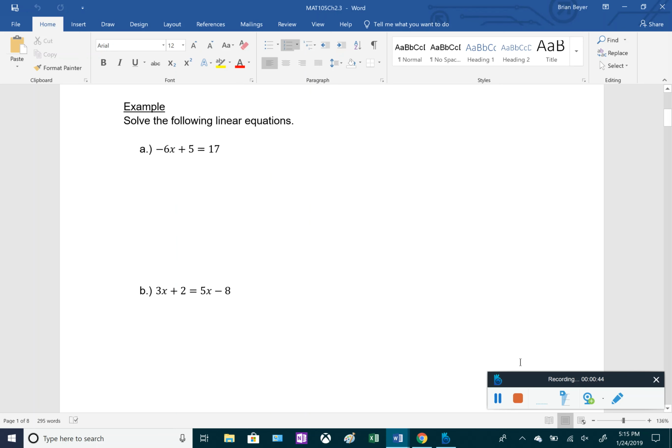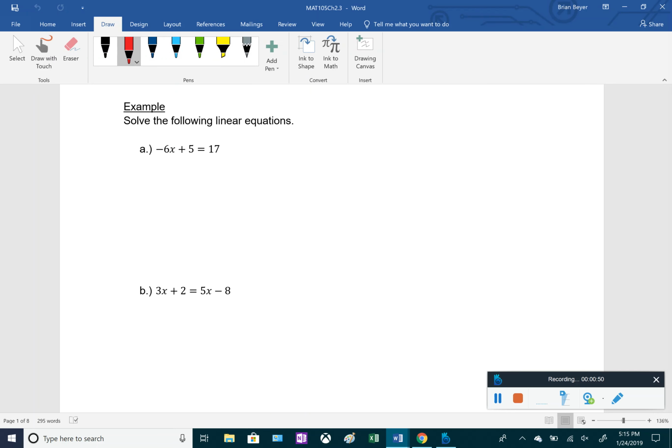So for the first one, it's negative 6x plus 5 equals 17. So negative 6 times what, plus 5 will give us 17? First we need to use the addition property. We need to subtract 5 on both sides. And that's going to give us negative 6x equals 17 minus 5, which is 12. And then we need to divide by negative 6 on both sides. So we get 12 over negative 6, so x will be negative 2.